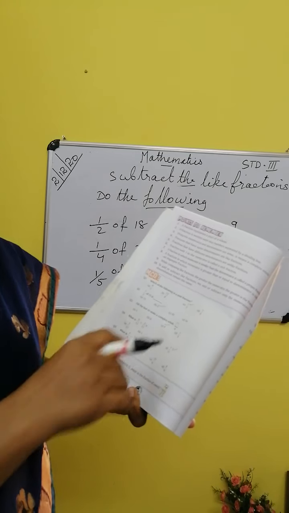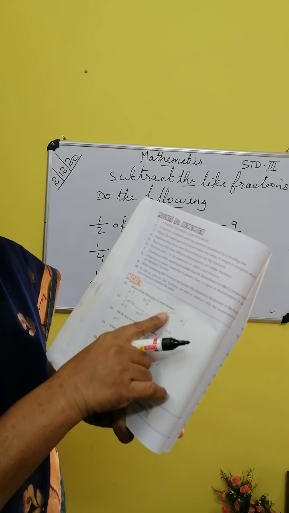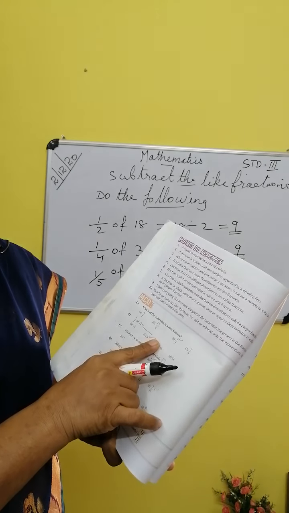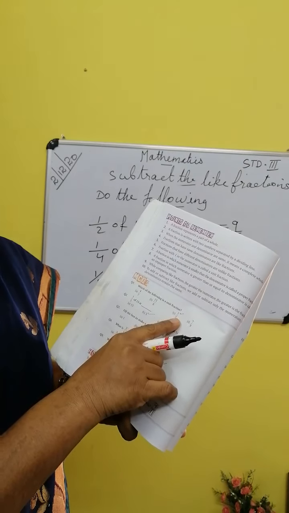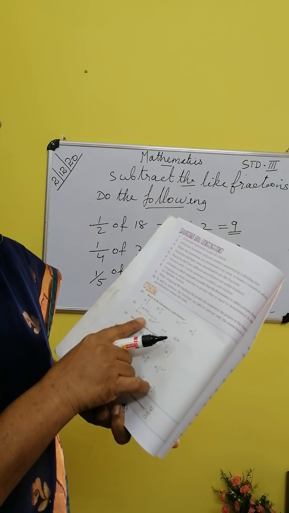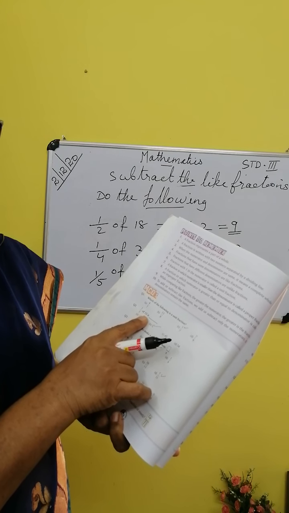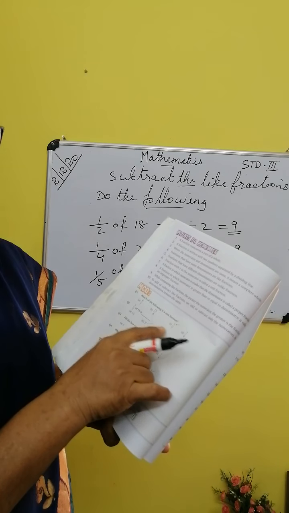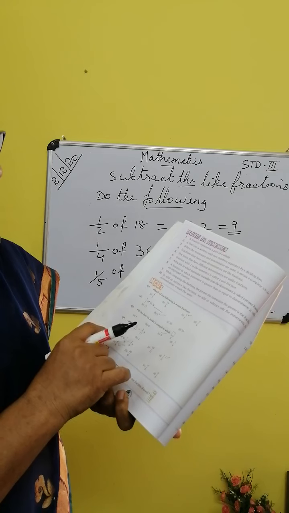Try to do it yourself. Which of the following is a unit fraction? Unit fraction means 1 as the numerator. So only 1 is given, 1 by 7. Tick that. 1 by 3 of 15: how many 3's are there in 15? 5, 5 3's are 15. Right? 5, and also tick the answer.